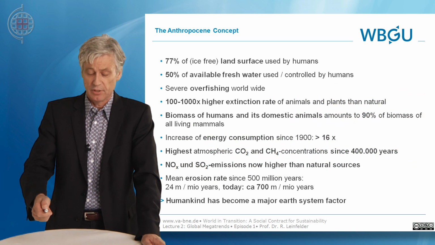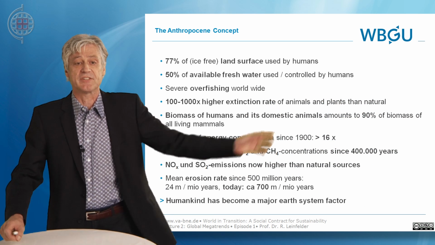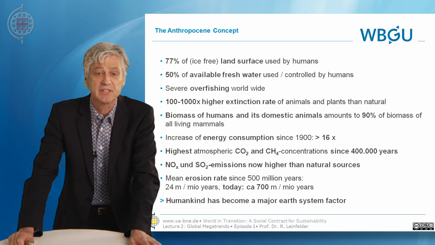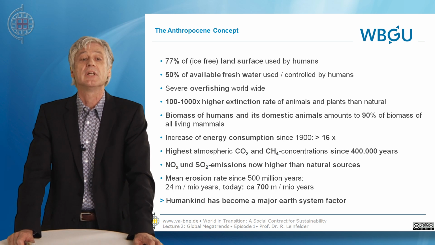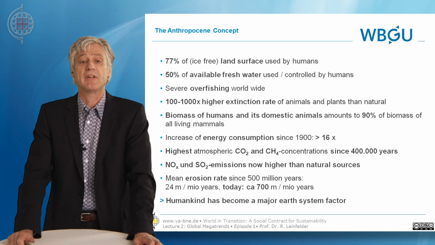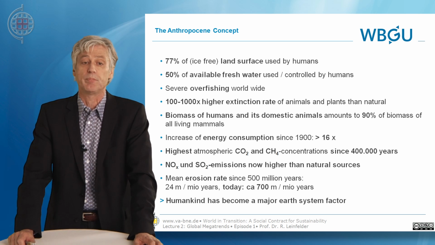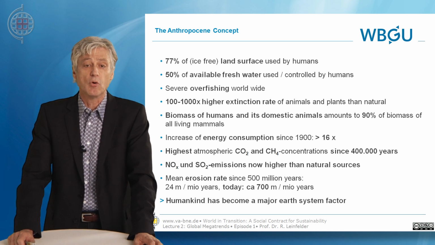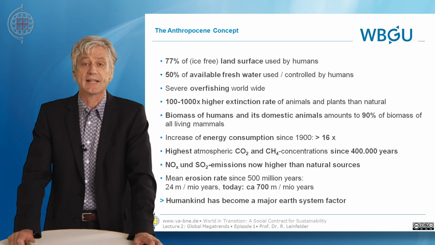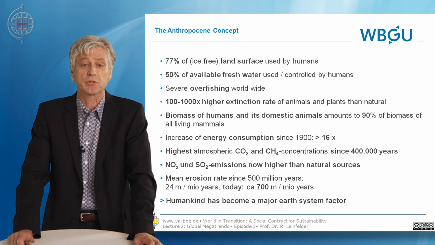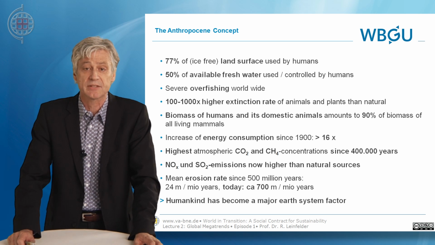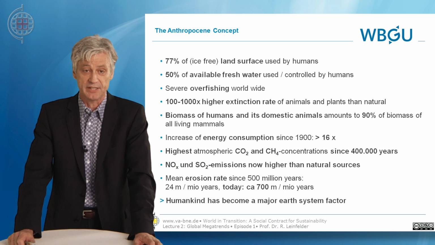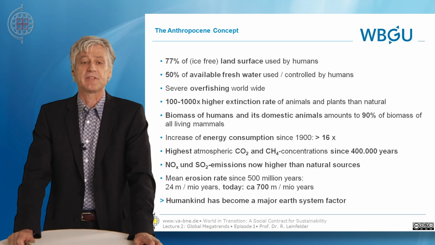A couple of more figures here. The first one we know already. 77% of the land surface is used by humans or has been used by humans. Up to 50% of available fresh water is used or controlled by humans. We do have a severe overfishing worldwide. We won't tackle this problem here owing to time constraints, but just to mention it, we have 100 to 1,000 times higher extinction rates of animals and plants than would be the natural rate here. And this is an impressive figure.